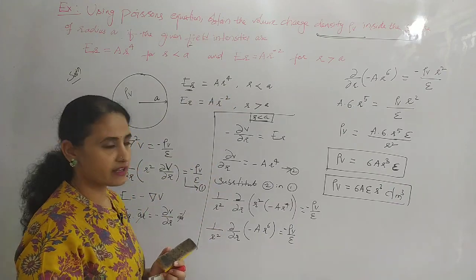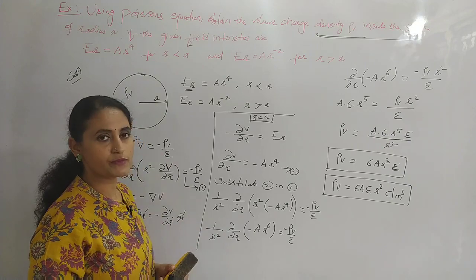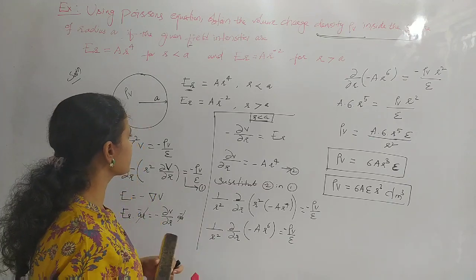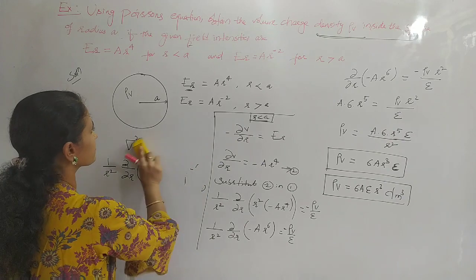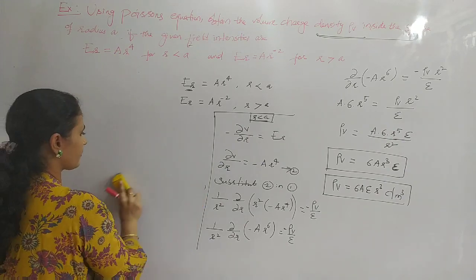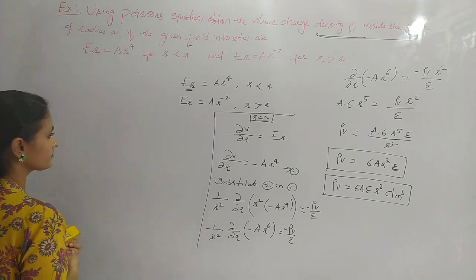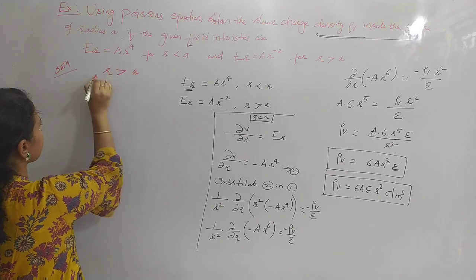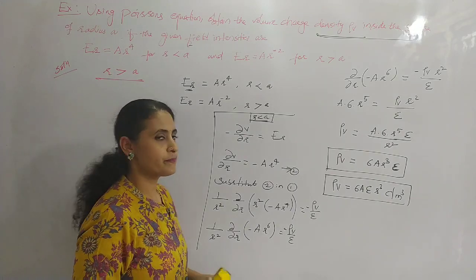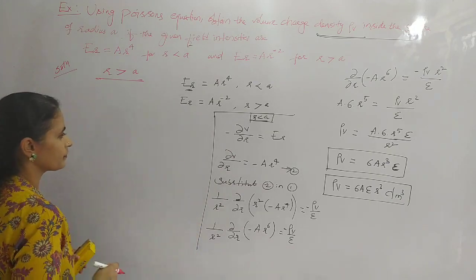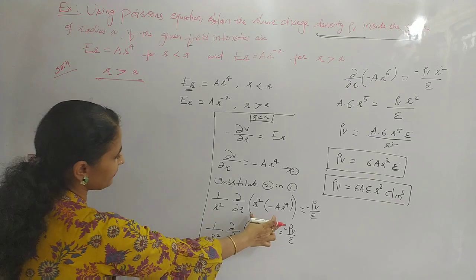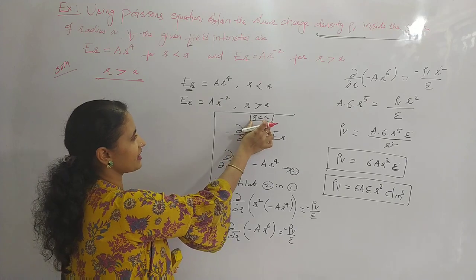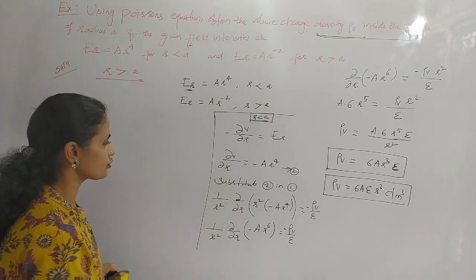Now we will proceed in the same way and find the volume charge density if r is greater than a. Let us consider the second condition. If r is greater than a, then we will find the volume charge density. The same equation we are going to write, only dou v by dou r will be, for the condition of r greater than a, a r power minus 2.